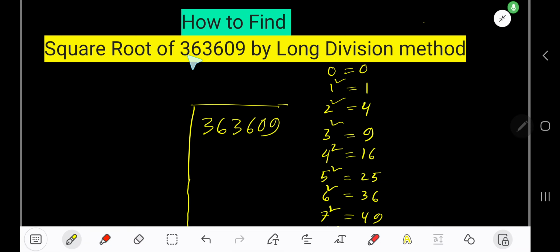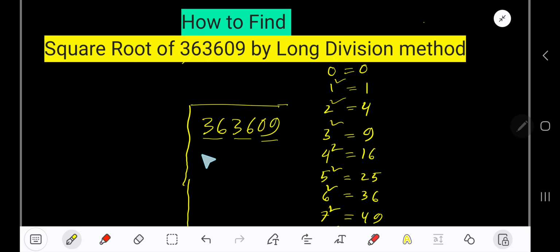How to find square root of 3,063,609 by long division method? You need to first make pairs. You need to make pairs from right-hand side to left-hand side. This is your first pair, this is your second pair, this is your third pair.